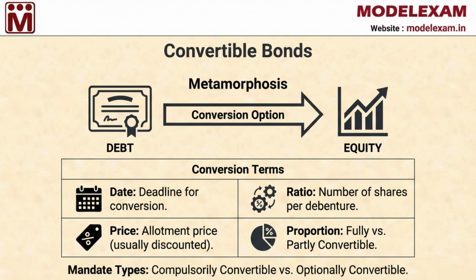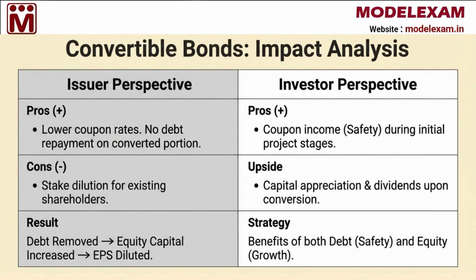Sometimes this conversion is compulsory and sometimes it is optional for the investor. Let us analyze the impact of these convertible bonds. For the issuer, this is attractive because they can usually offer a lower interest rate since they are offering the sweetener of potential equity ownership. Also, when the bond converts to shares, they do not have to pay back the loan in cash. However, the downside is that it dilutes the ownership of existing shareholders.